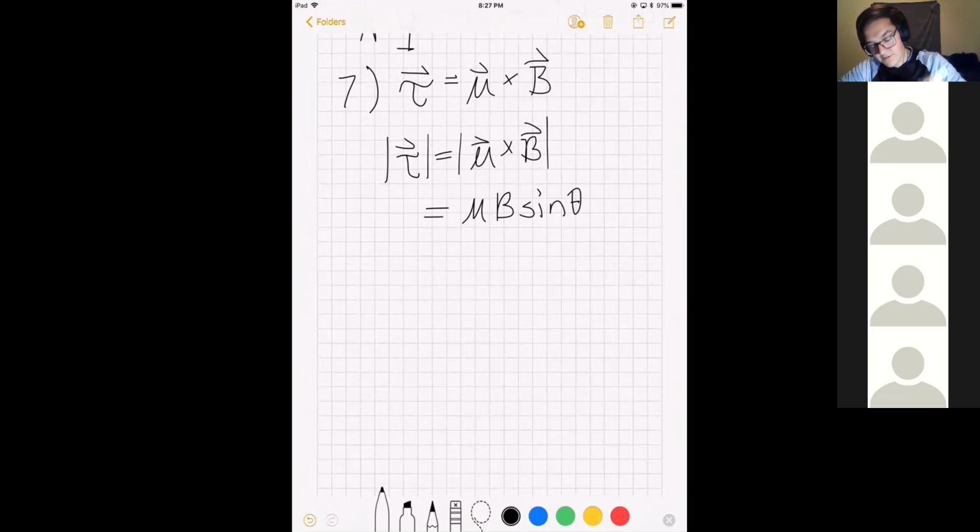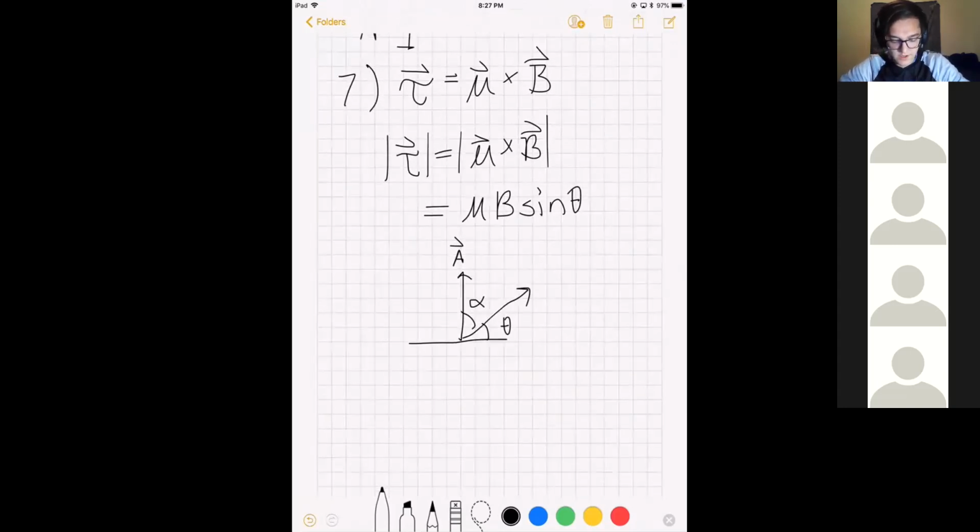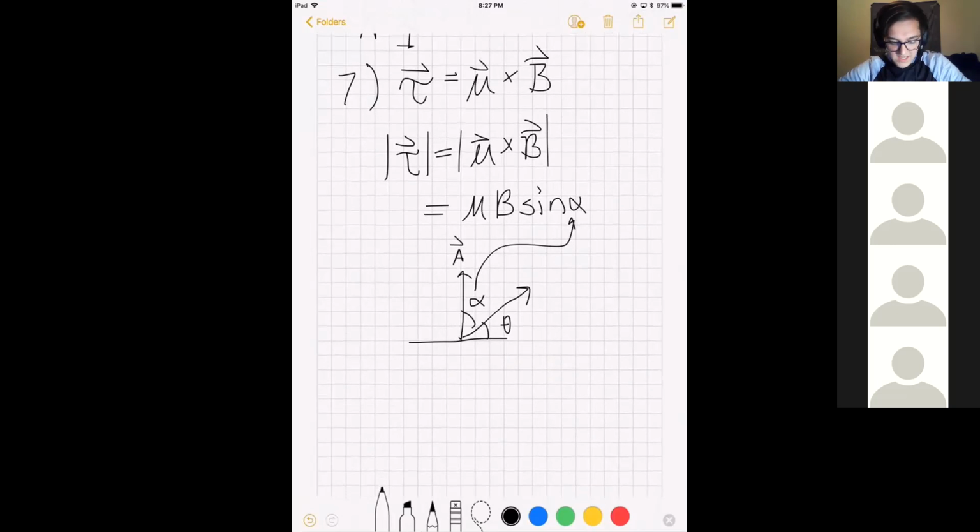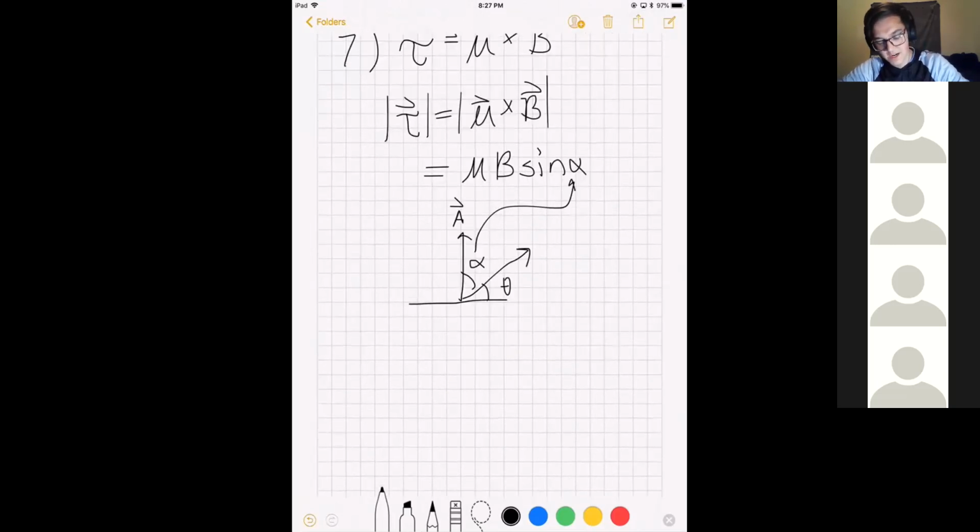We have to be careful, though, because theta is not 70 degrees, it is 20 degrees. If our circle is lying in the plane we're looking at, then the area vector is pointing up like this, and the B field is pointing to the side. We're given this theta, but what we really want is this alpha. We care about alpha, not theta. So we plug that in: it's mu times B times sine of alpha.